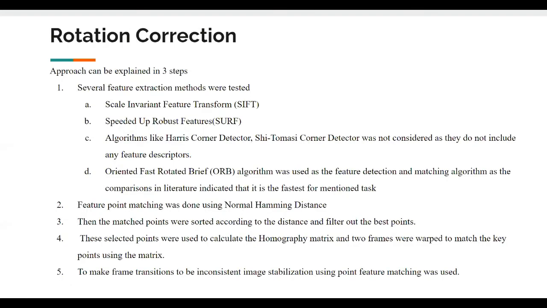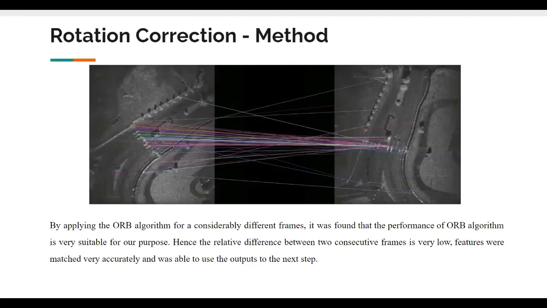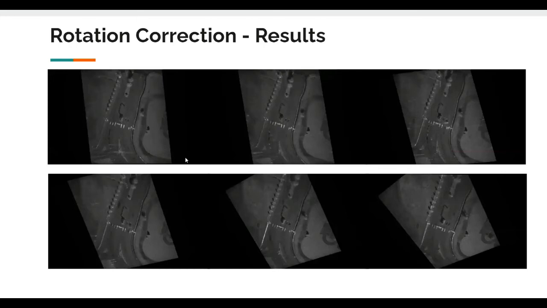And the next step is the rotation correction. We used several feature extraction techniques: SIFT, SURF, and ORB. ORB gave the best features out of all of them. And then we used feature point matching using the normal Hamming distance. Finally, after selecting these points, we used the homography matrix to calculate how similar the matching points are between two consecutive frames. So this is how these features were matched, and you see these are the two consecutive image frames in the video, and this is the result of the rotation correction.